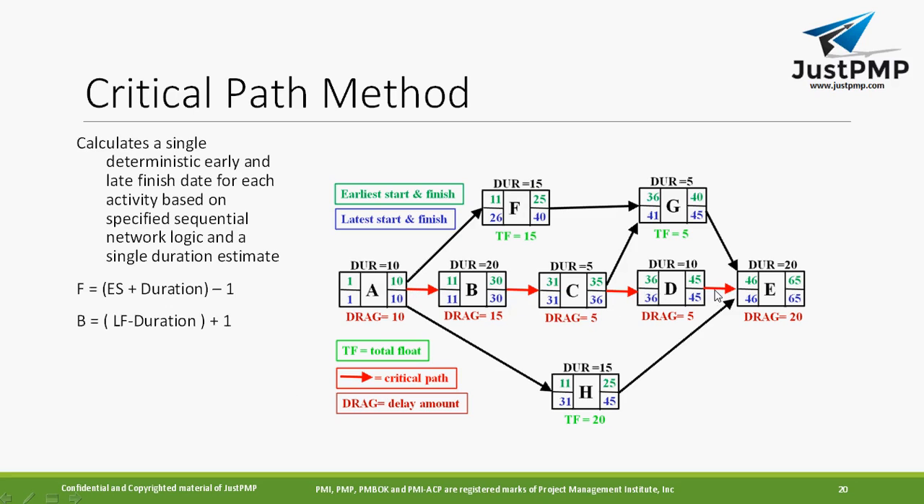Can you see this red line? Why? Because there is no difference between the earliest start and latest start. So this is where you will find it. In the exam, the question will be, please tell me which is the critical path. Which one is the critical path method? They will give you options like A, B, C and D, or A, F, F.